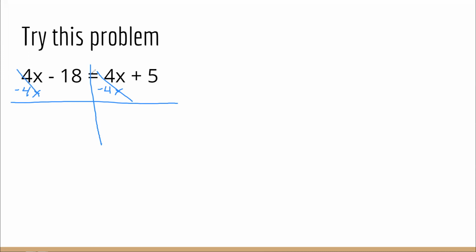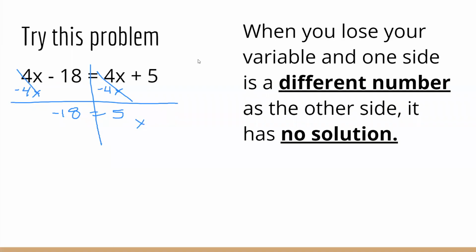So we're left with a negative 18 on the left and then a positive 5 on the right. You have to ask yourself, does the left side equal the right side? Does negative 18 equal positive 5? And you should tell me no, it does not. So since negative 18 doesn't equal positive 5, I know that I have no solution.